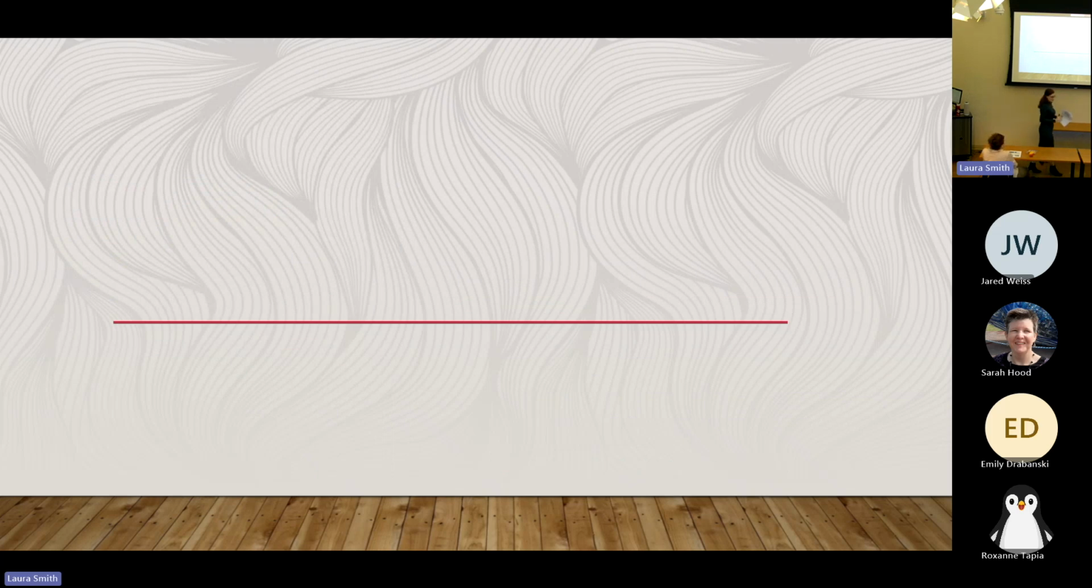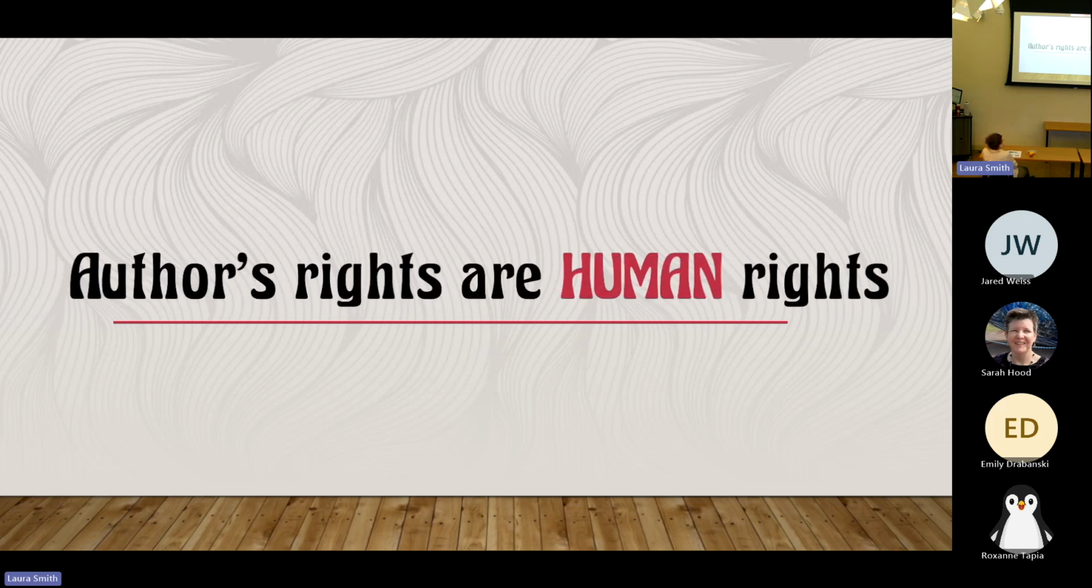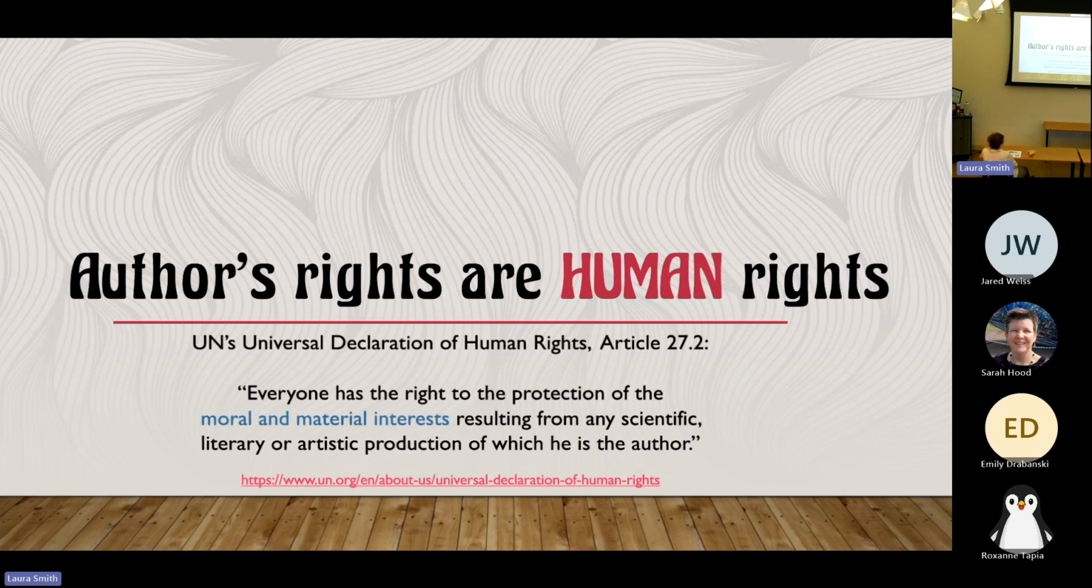I'm going to throw a lot of information at you today. And if there's one thing that I want you to remember when you walk out the door, even if everything else dribbles out your ears as I'm saying it, that's fine. One thing I want to stick with you is that authors' rights are human rights. So says the UN's Universal Declaration of Human Rights, which dates all the way back to the end of World War II, which states that everyone has the right to the protection of the moral and material interests resulting from any scientific, literary, or artistic production of which they are the author. We'll be talking about moral interests a little bit more later.